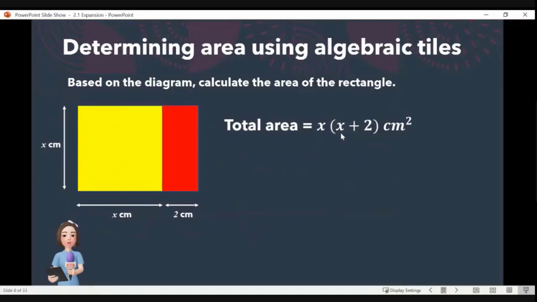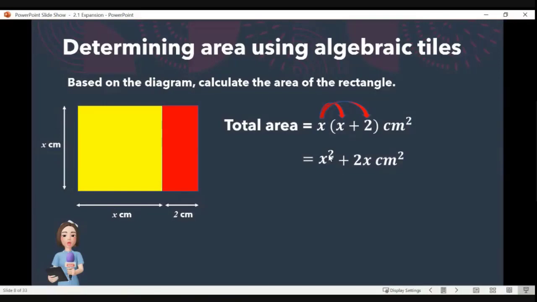We want to see whether we get the same answer as the previous question or not. How do we expand it? We multiply. Multiply the first term in the bracket. So x times x, we get x squared. Then x times the positive 2, that means plus 2x. So for this one, we directly get the answer, x squared plus 2x.